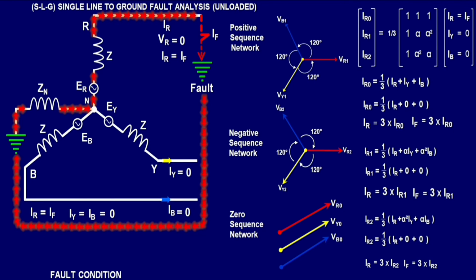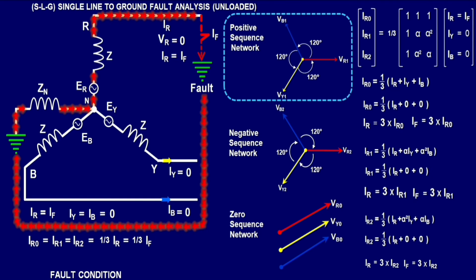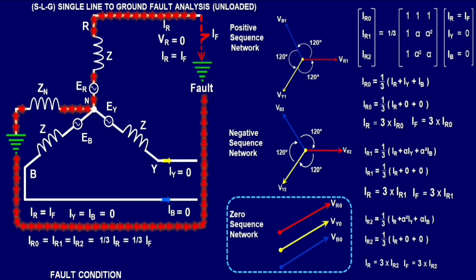So we have already identified the sequence currents. Let me write the sequence currents here. IR0 equals IR1 equals IR2 equals 1 by 3 IR equals 1 by 3 IF. The three sequence currents are equal, so the three sequence networks are connected in series: positive sequence, negative sequence, and zero sequence.